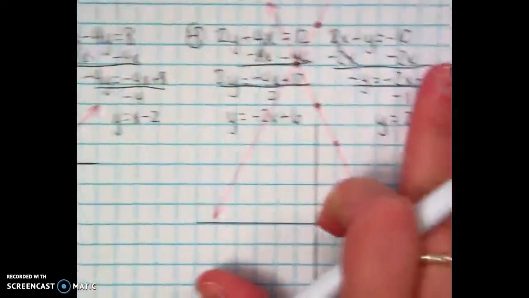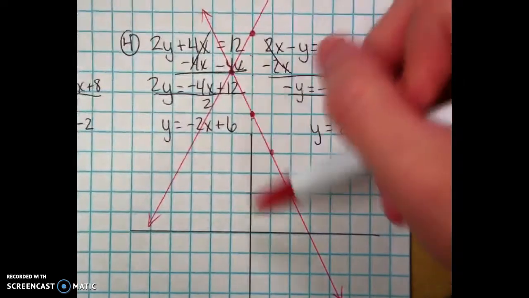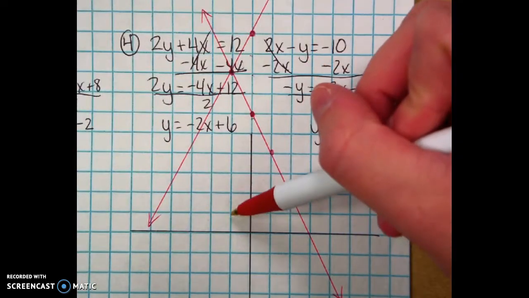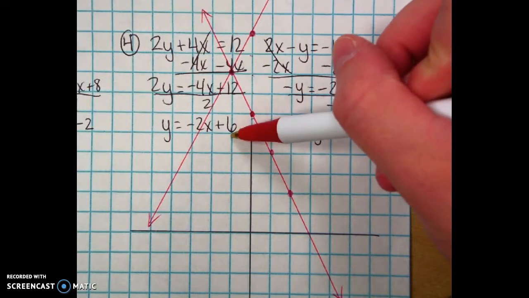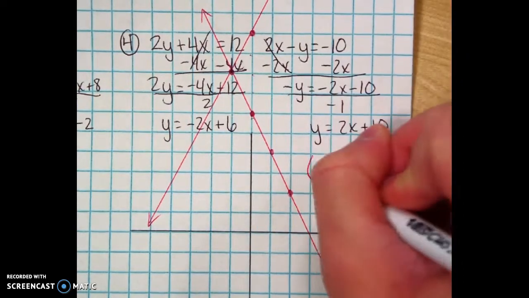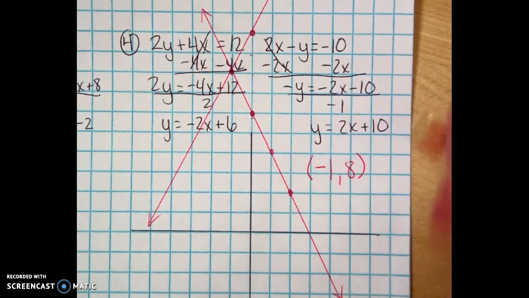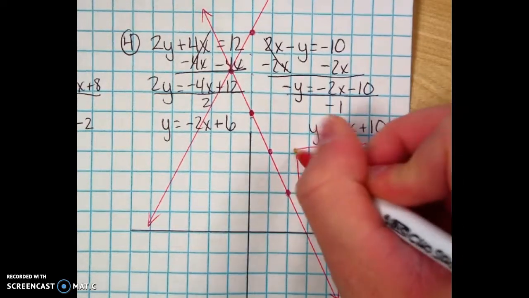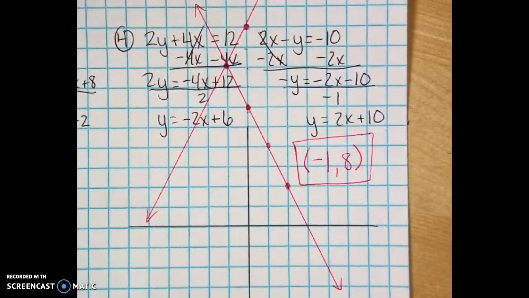Let me show you what this looks like here. This is ridiculous. Okay, so they cross right here, so that would be negative 1, and then 1, 2, 3, 4, 5, 6, 7, 8. So the answer here is negative 1, 8. The good news is on your quiz, if I give you one like this, it'll fit on the graph no matter what.